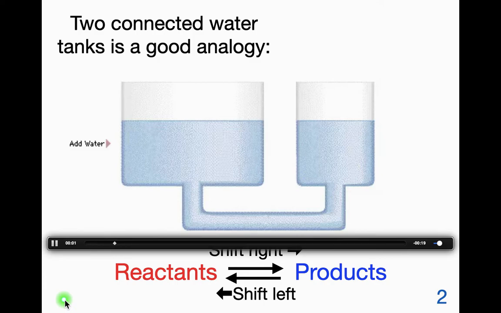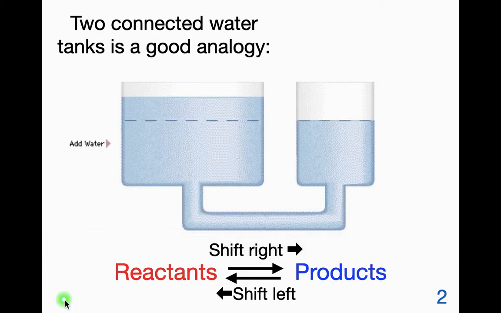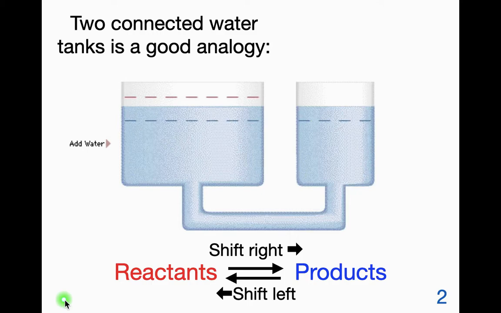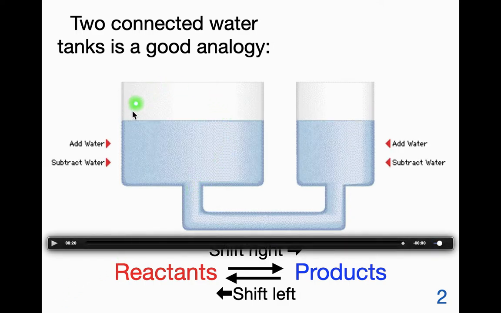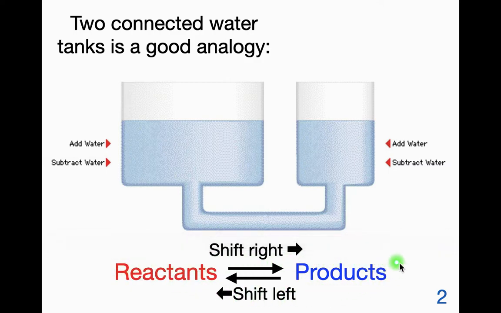When we add water to the tank on the left, the water in the tank on the right moves up, and that on the left moves down. The water moves from left to right, so we say that equilibrium shifts to the right, as it would if we added more reactants to a reversible chemical system. So this is Le Chatelier's principle in action. We added water to the left, so the reaction will shift so that we make more water on the right, or of course we're talking about products. So if we add more reactants, we'll end up making more products. The reaction will shift to the right.